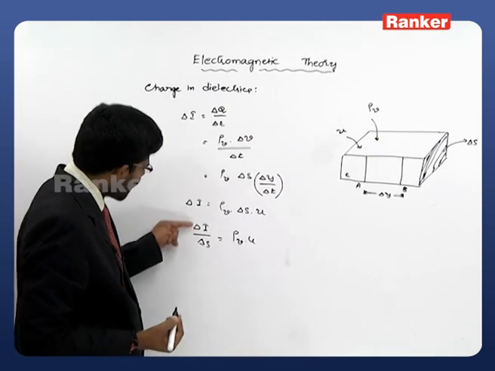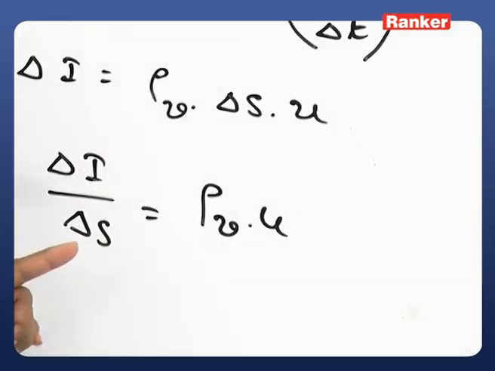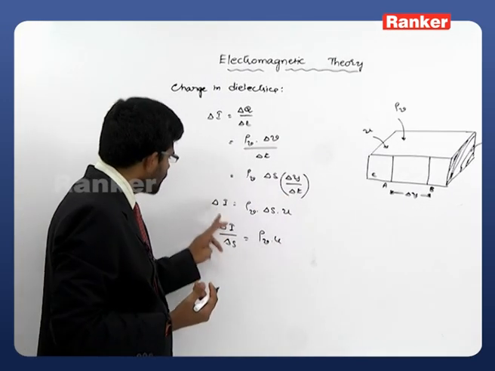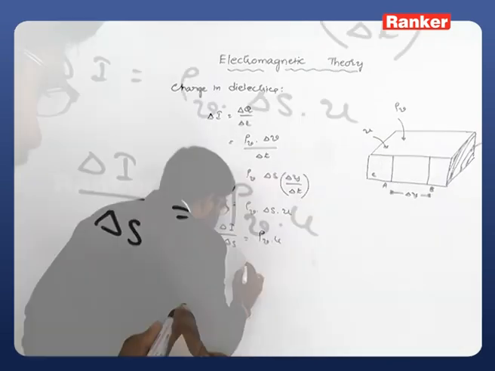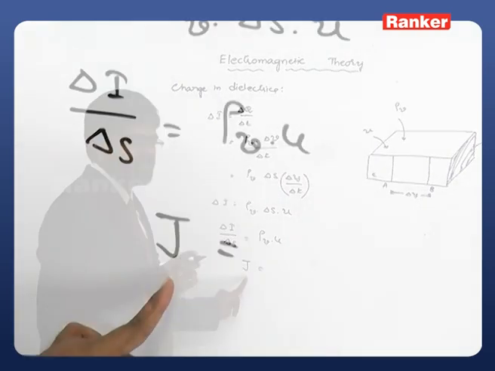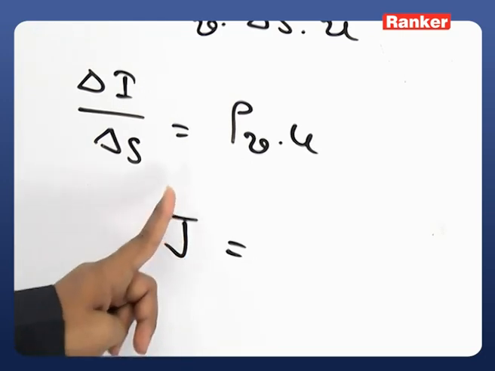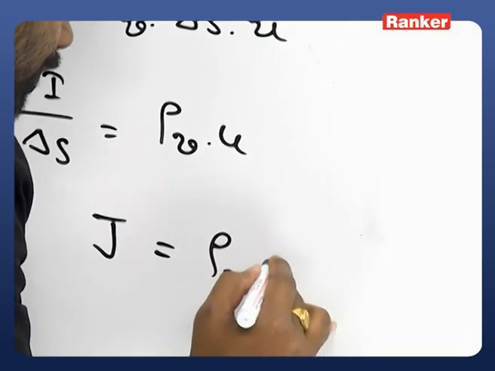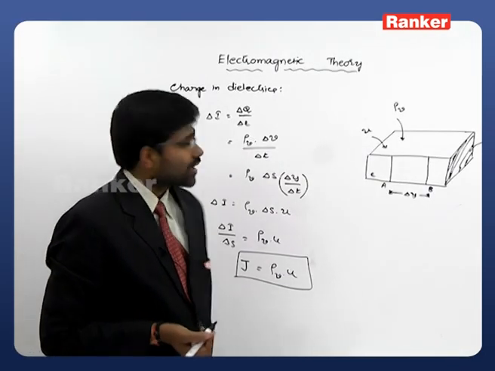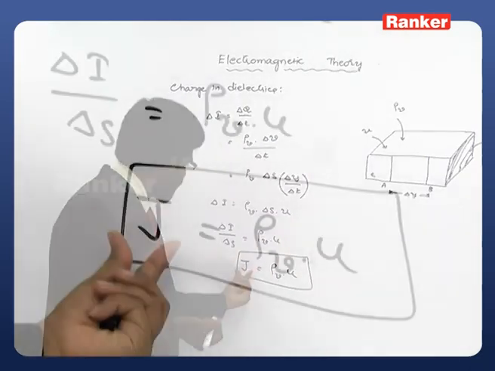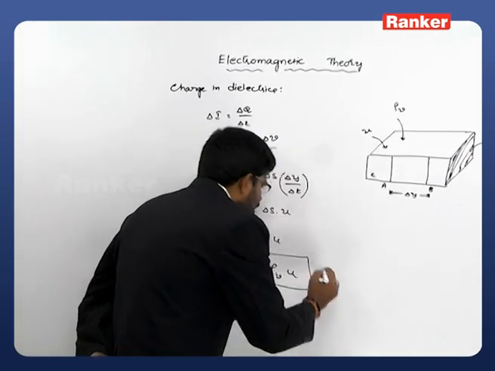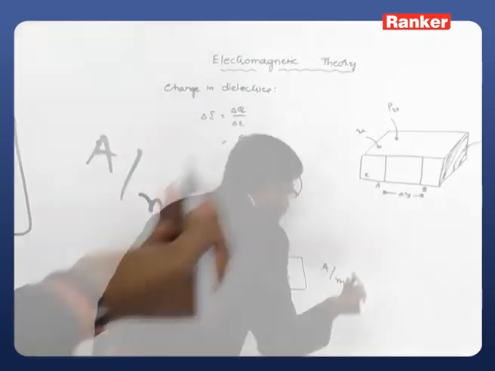Now what is this term delta I by delta s? Current per area is nothing but current density. So this delta I by delta s can be denoted by a parameter called current density, J. So J equals rho v into u. This simple term is called convection current, since we are considering a dielectric slab. And what are the units of current density? Current per area, that is ampere per meter square.